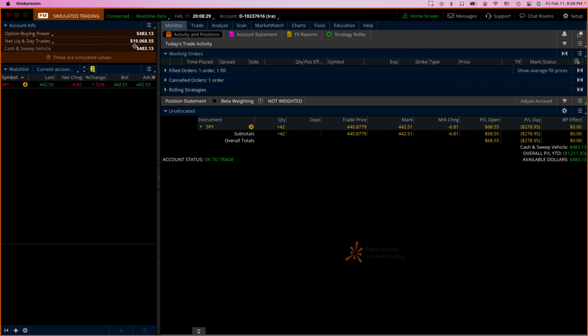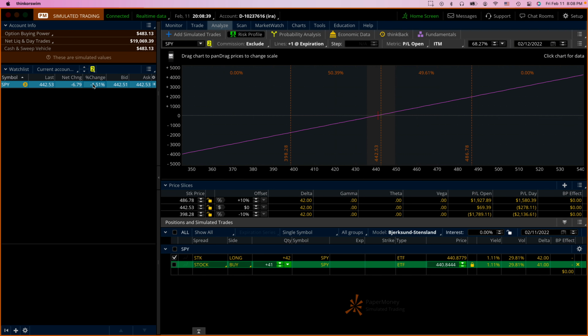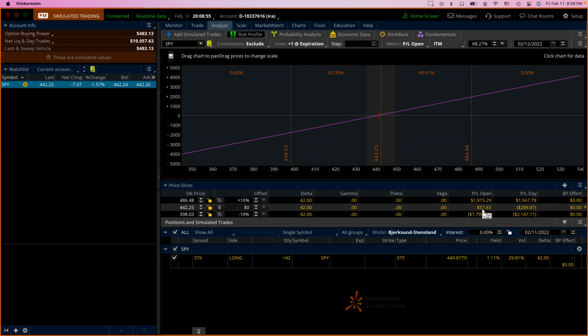and that is equivalent to $19,000. You can see it here. My average price can also be displayed in the Analyze tab, and here my average price is $440.88, very close to the current market price. Well, it's 442, so we are in a little bit of a profit now.